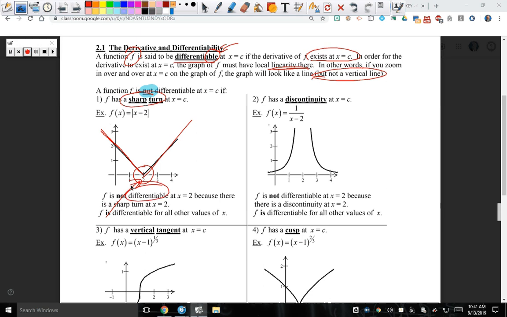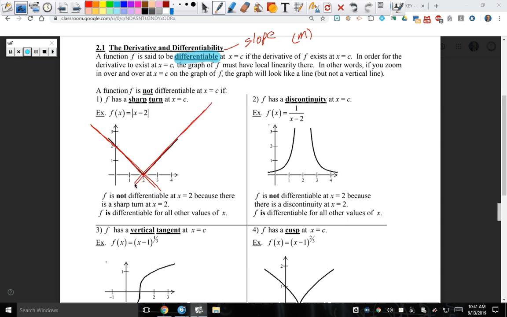It's not able to see the future, as far as projected, at 2, because it's such a sharp turn at x equals 2. So f is differentiable for all other values. For right now, guys, I want you to put this word synonymous with slope. What's the slope right here? -1. What's the slope right here? +1. But what's the slope at a corner? Who knows? We can't tell. It does not have local linearity.